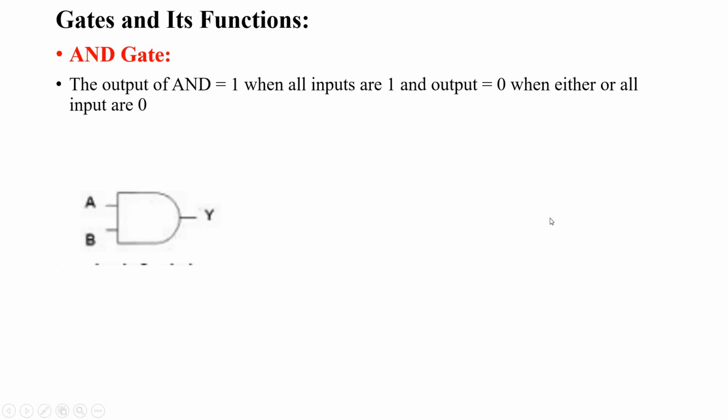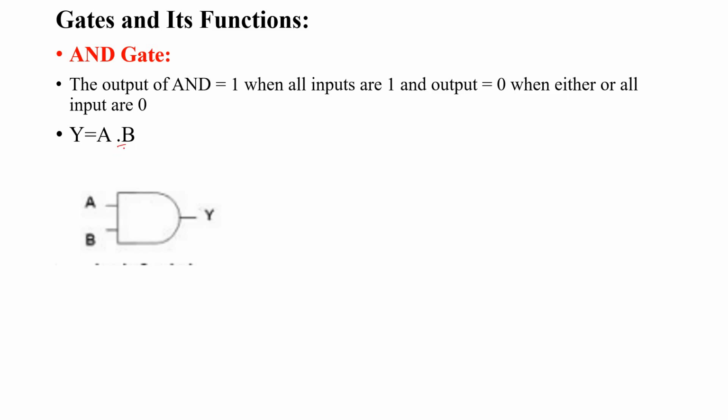Now I'll move to the next gate, the AND gate. This is the symbol of the AND gate. For the AND gate, the output is 1 when both inputs are 1. Here OR is not applicable. A and B should both be available. This is represented by a dot.